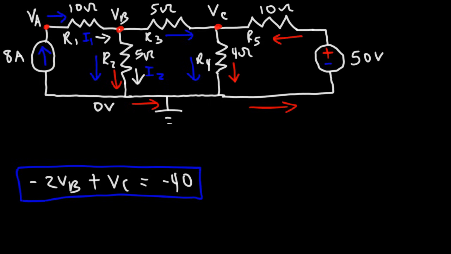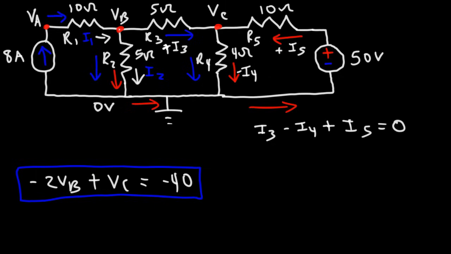Now let's do something similar, but with node C. So we have I3 flowing towards node C. I4 is going away from it, so that's going to have a negative value. And I5 is going towards node C, so that's going to have a positive value. So I3 and I5, they're going towards point C. They're positive. I4 is moving away. It's negative. So the equation that we're going to write is I3 minus I4 plus I5, which is equal to 0.